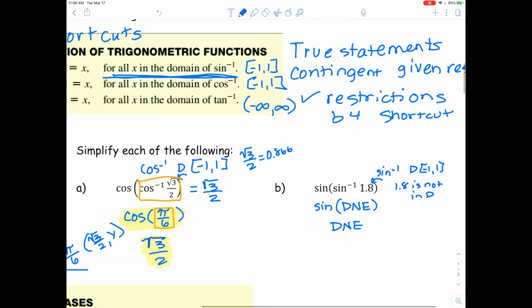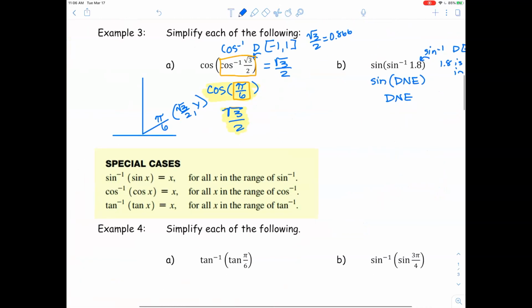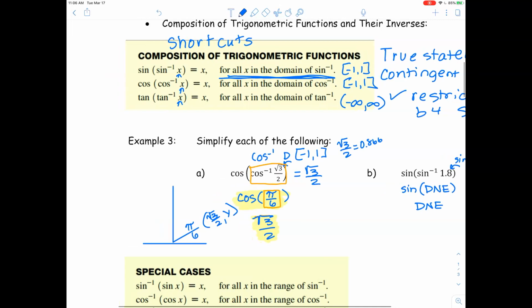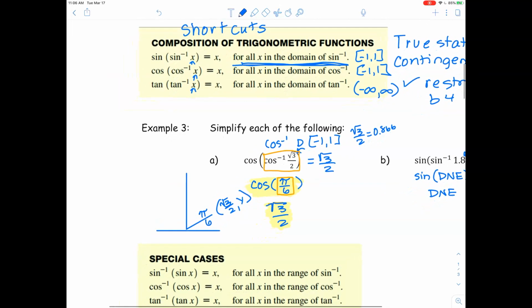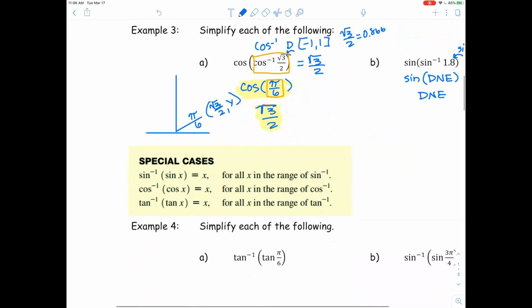Not exist. And so there you go. Okay, so those were the examples where we're taking a function and then composing it with its function inverse.